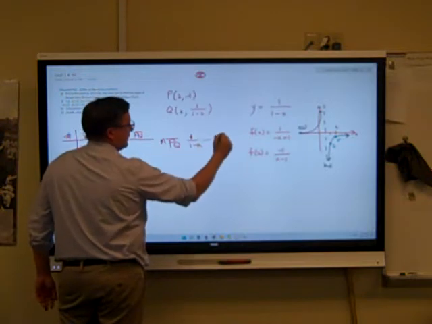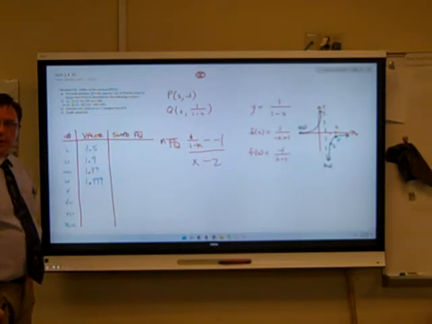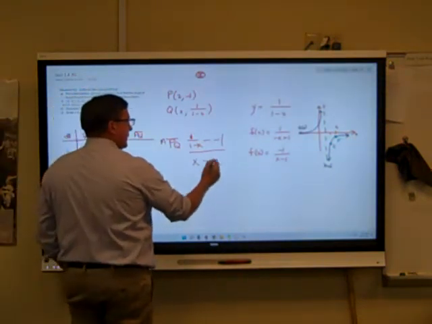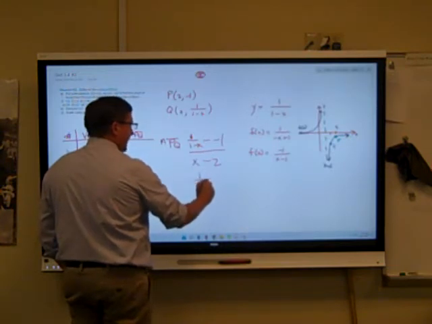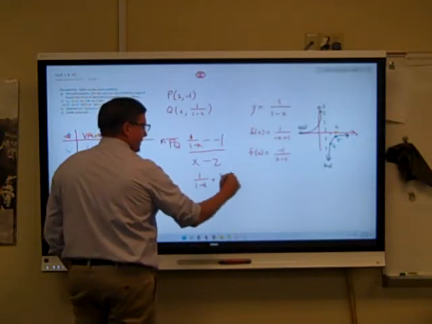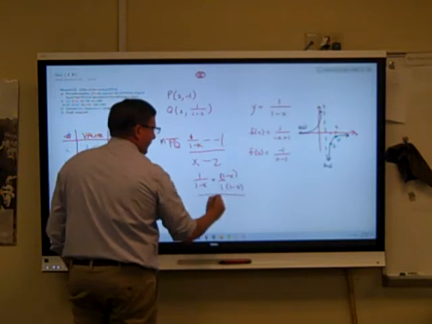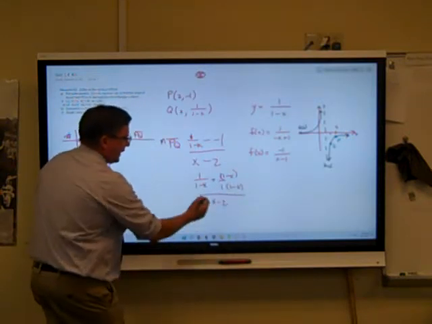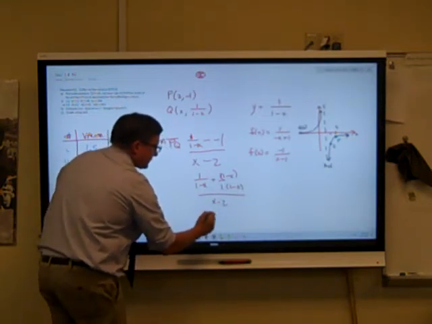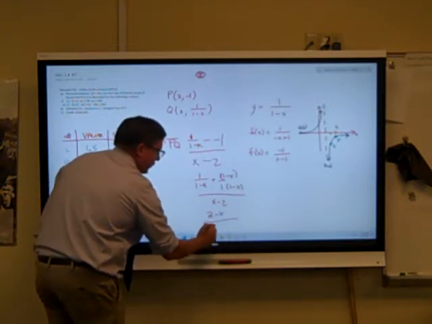minus negative 1 for the y, over x minus 2. All right? I can simplify this if I want, or I can do the values here. I'm going to simplify. I'm going to write it as 1 over 1 minus x plus 1 over 1, and multiply by 1 minus x, all over x minus 2. And I'm going to get that this is 2 minus x over 1 minus x.